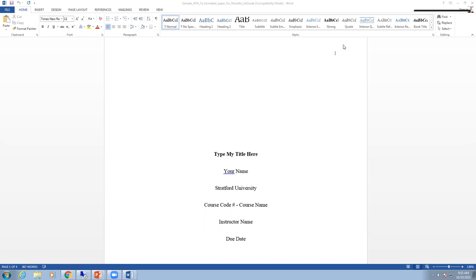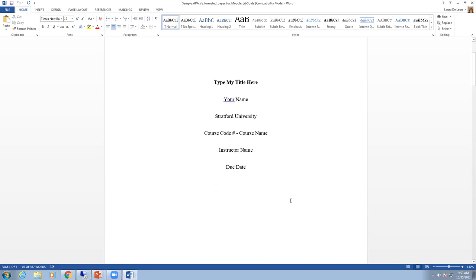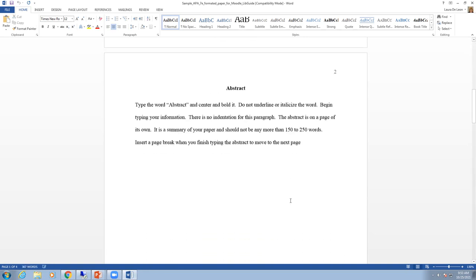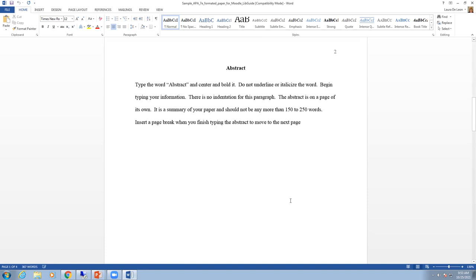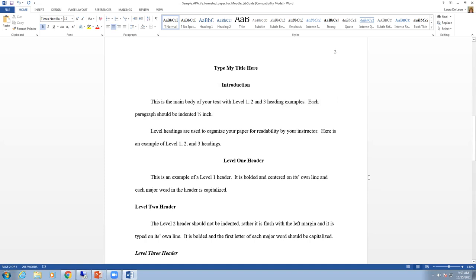It's already got the page numbers. You just have to type your title information here, your name here, the rest of the information down here. And then when you go to your next page, now we didn't really talk about abstracts because a lot of times you don't use abstracts. Abstracts are just summaries of your paper. If you don't need it, all you have to do is select the whole thing and click on your delete button and it gets rid of it.